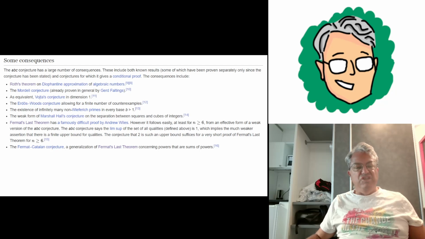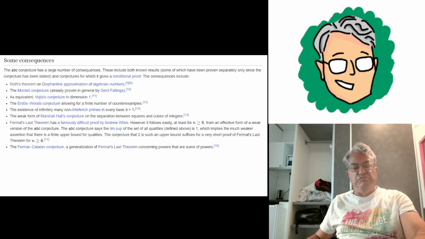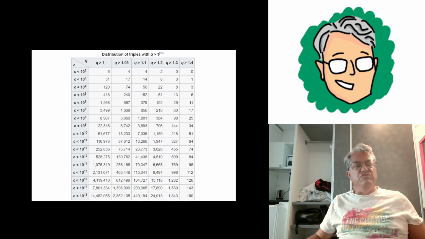So as you can see, the ABC conjecture would lead to a lot of other important mathematical results if we could prove it, but so far nobody's been able to. But now I just want to talk about some numerical results concerning the ABC conjecture. With computers, it's been pretty easy for mathematicians to come up with a big list of ABC triples having given qualities. And even though the ABC conjecture says there's only finitely many of any quality greater than 1, we still know quite a few.